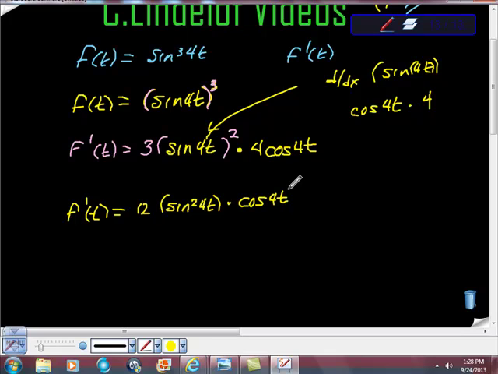So I hope this was really helpful. If you have any problems, please let me know. This is very, very doable, but this is just repeated application of the chain rule.